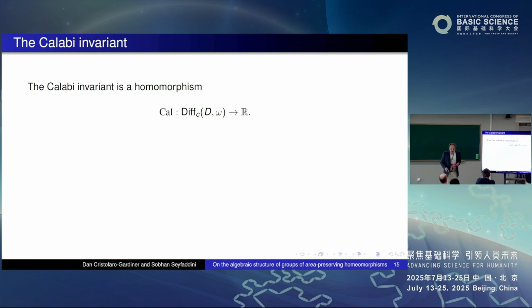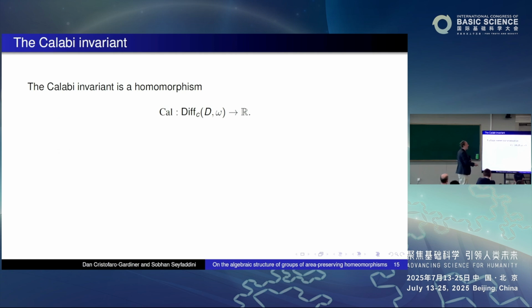So the first thing to wrap your head around is what happens in the smooth case. So in the smooth case, there is a natural homomorphism. It's a so-called Calabi homomorphism. And later we'll elaborate further that Banyaga showed that the kernel of the Calabi homomorphism is simple. So in the smooth case, it's like the kind of story I was telling a couple of slides ago, but it's very good to review this.